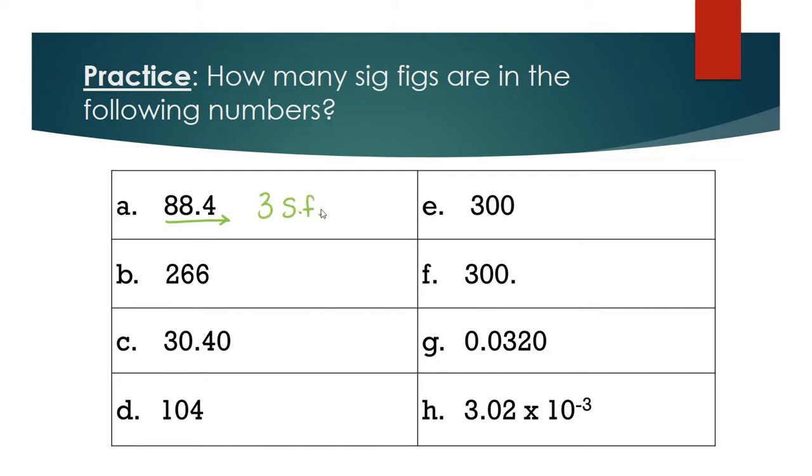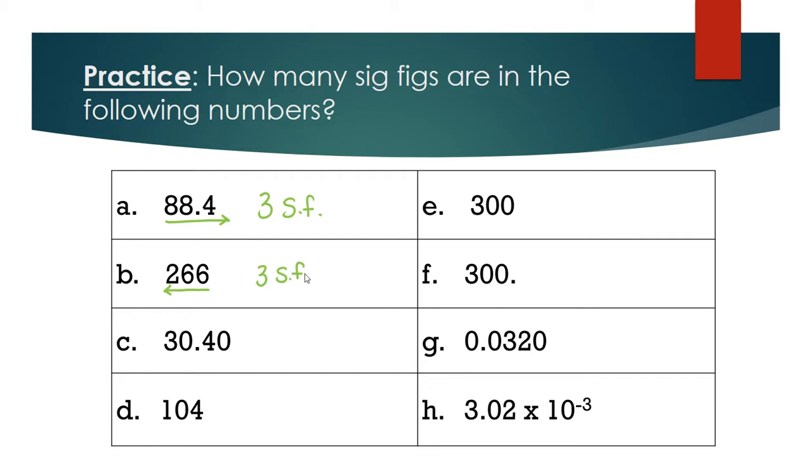In example B, there's no decimal, so that means Atlantic. You start from the right, you make your way to the left. You start at your first non-zero, which is the 6. Underline everything going this way. This has 3 sig figs.